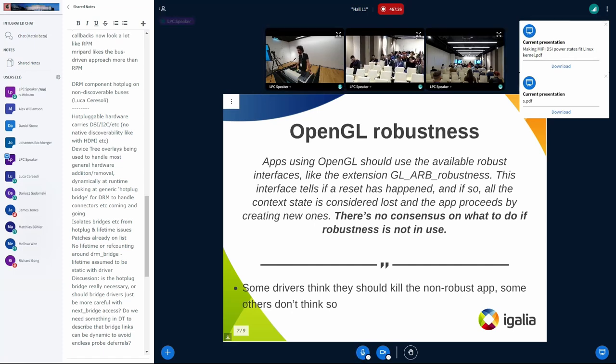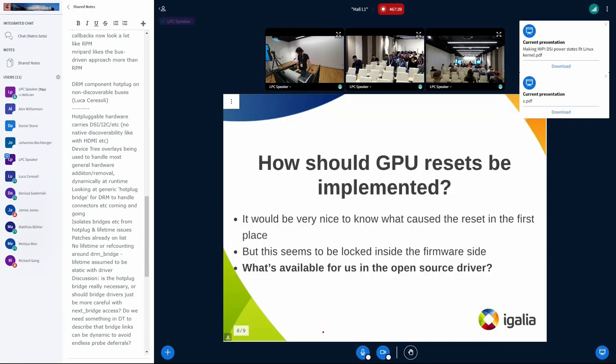Okay. It's the problem with undefined behavior. Defining it is really hard after the fact. But there is defined behavior for robustness, so we should just make people use the defined path. I see.